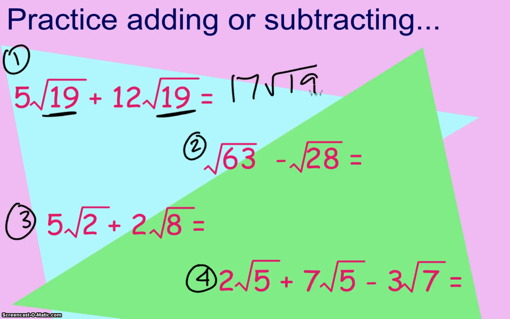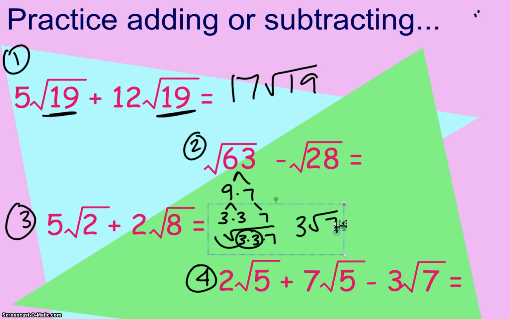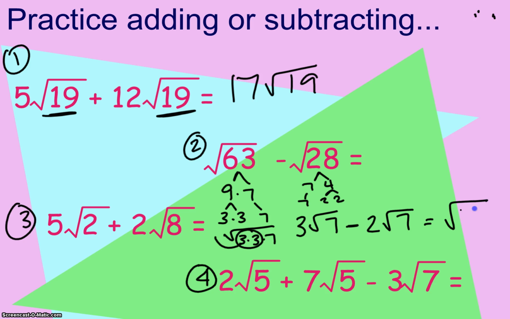Look at example 2. Before I can do this, I need to find the prime factorization. So I have square root of 3 times 3 times 7. This pair can be taken out. So I have 3 square root of 7 minus, let's do the prime factorization of 28, 7 and 4. So I have 2 and 2 and 7. It's going to be 2 square root of 7. So our answer would be the square root of 7.